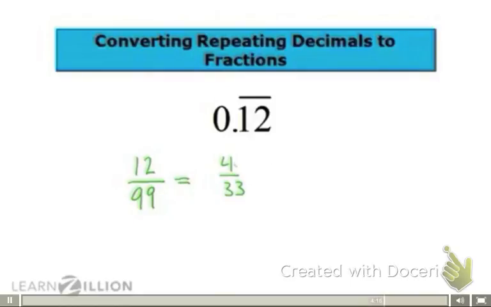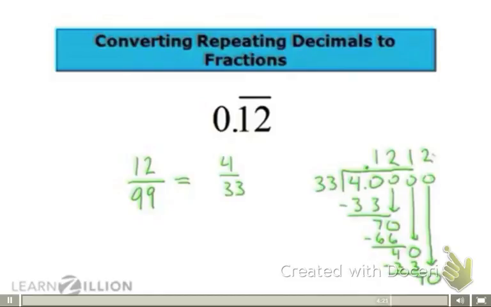So I want to make sure: is 4/33 really equal to 0.12 repeating? As you can tell from these first few steps of division, it looks like that pattern is going to keep going over and over again. 1, 2, 1, 2, 1, 2. So again, we've shown that 0.12 repeating is equal to 4/33, and therefore it is rational.